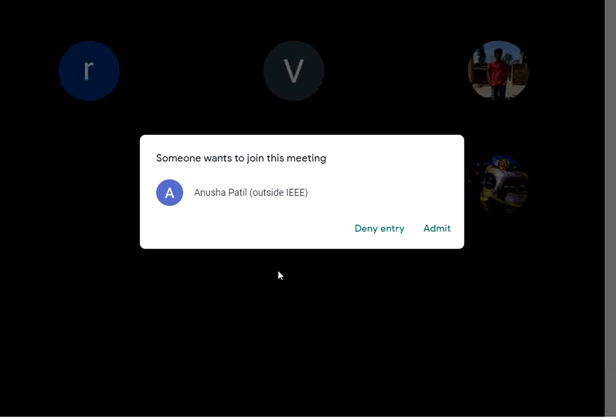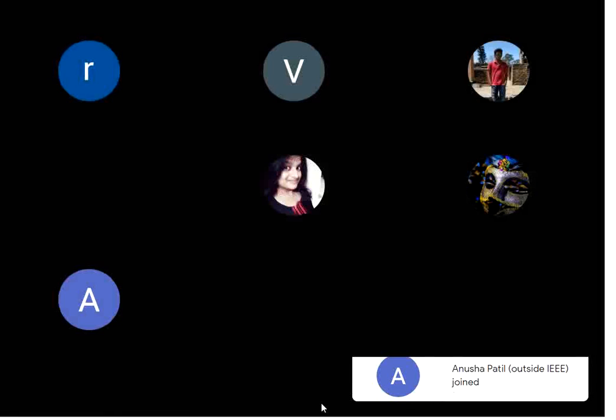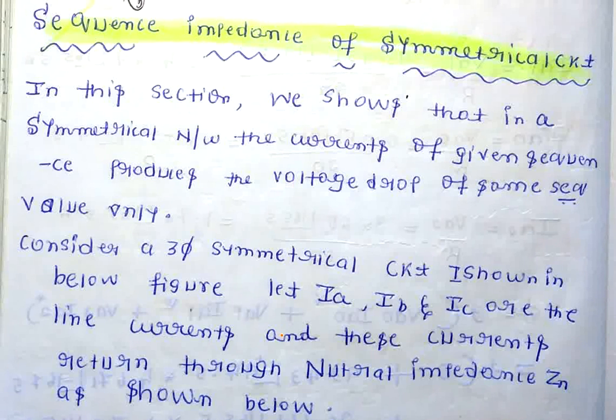So basically, what is the impedance? It restricts the flow of AC current. Right?